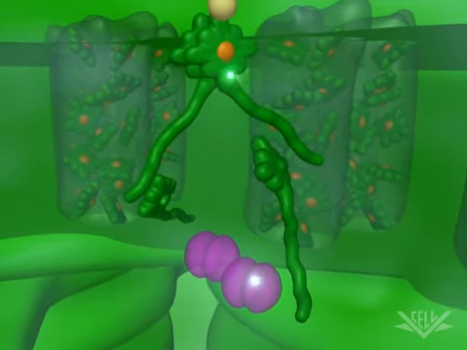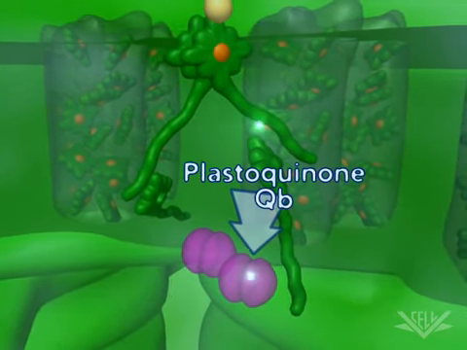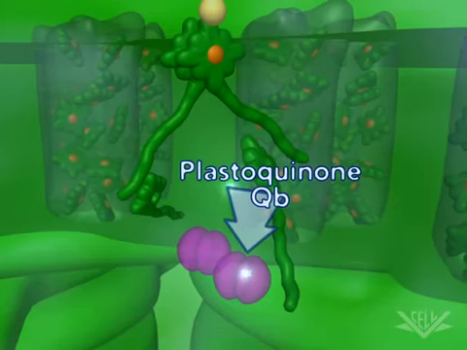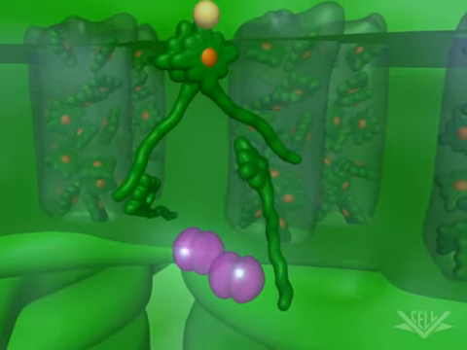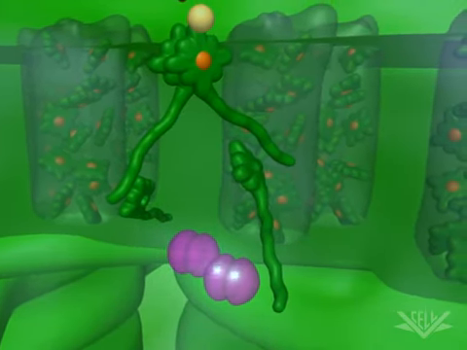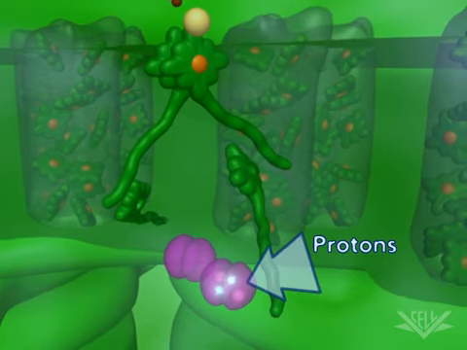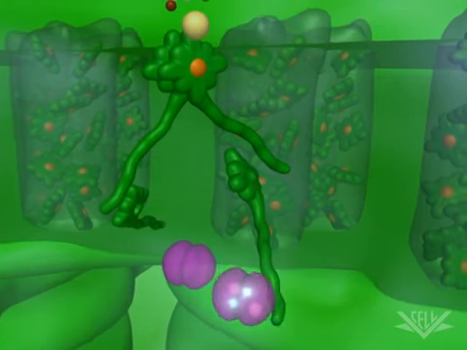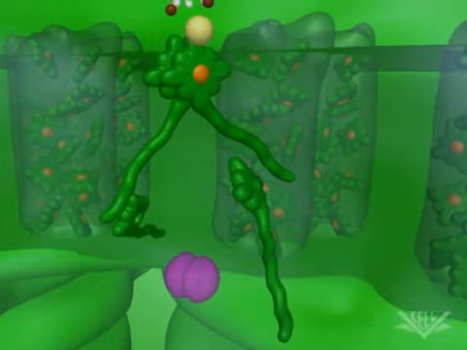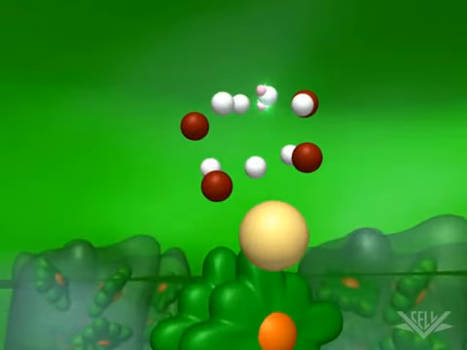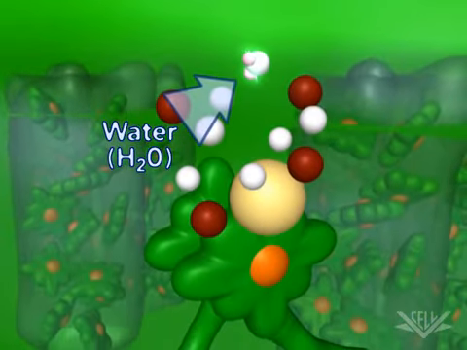Once excited, 2 electrons are transferred to plastoquinone QB, the first mobile carrier. In addition to the 2 electrons, QB also picks up 2 protons from the stroma. The 2 electrons lost from photosystem 2 are replaced by the splitting of water molecules.